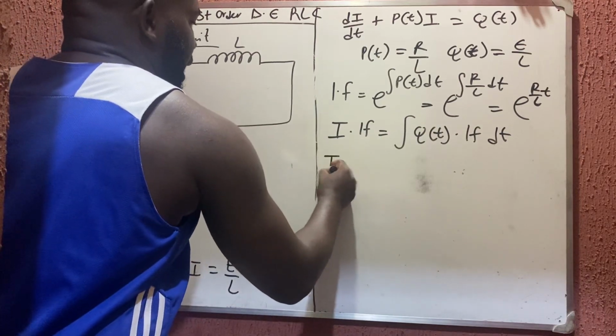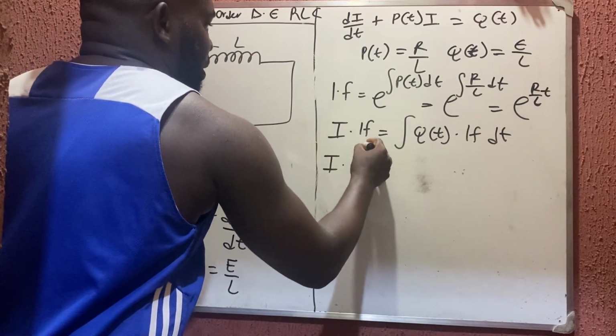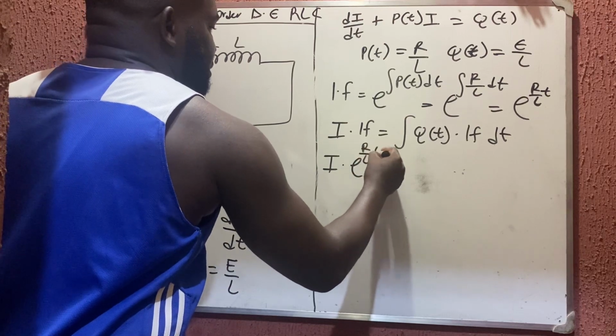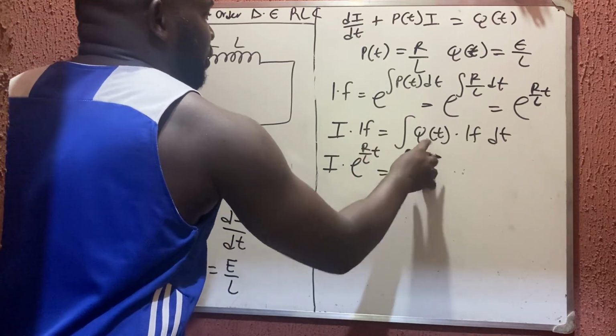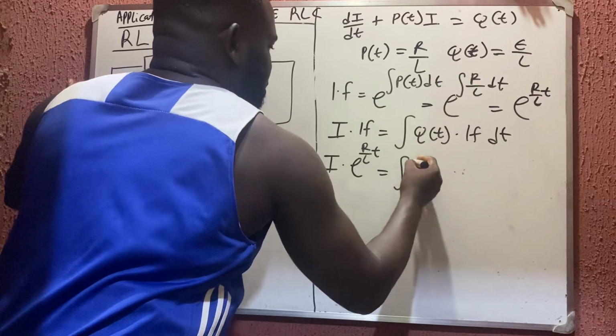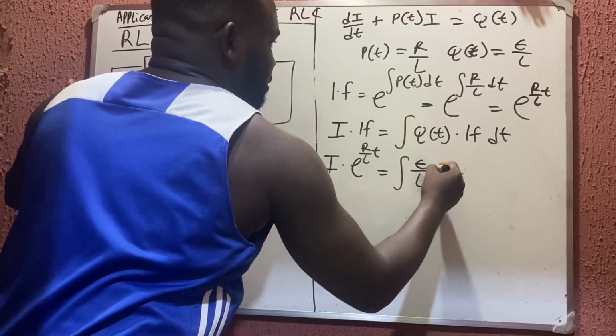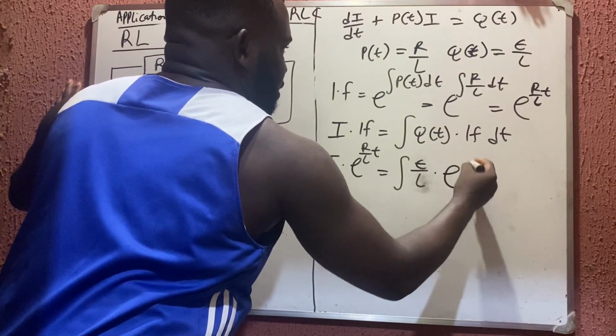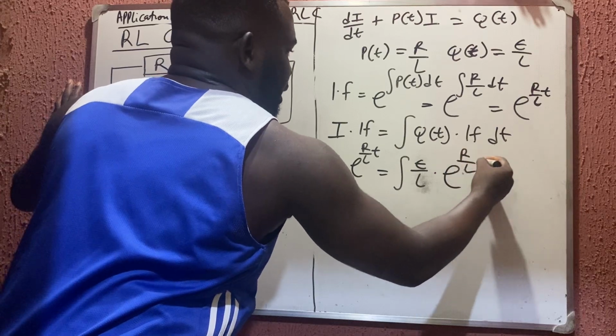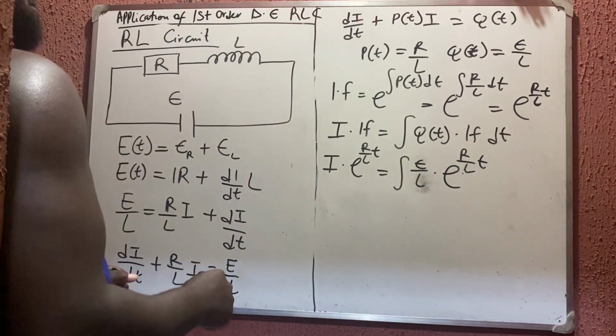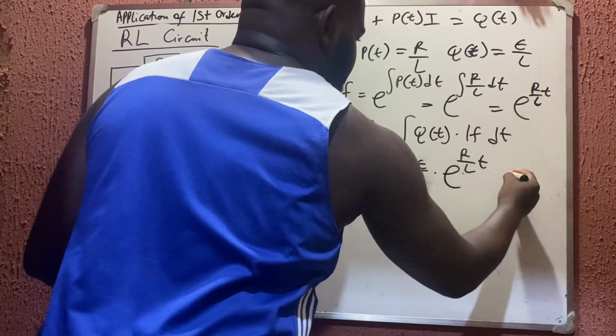I'll have that what? I dot what? E raised to power R over L t is equal to the integral of my Q. My Q is what? E over L dot the integrating factor again, e raised to power what? R over L t, right? So now, then plus a constant.